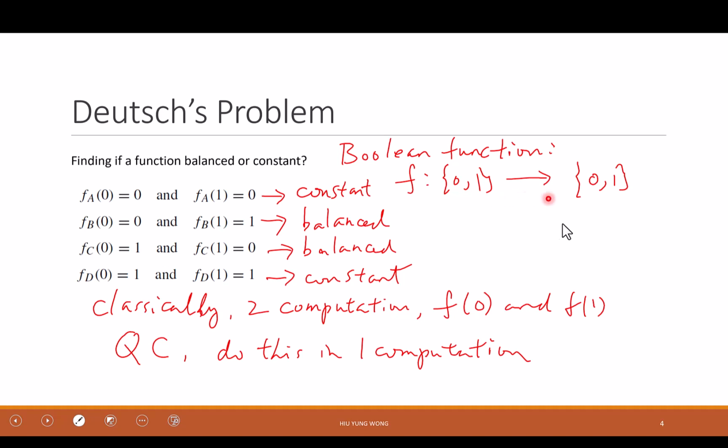What if I have 1 million bits? How many combinations do I need to calculate? 2 to the power 1 million. And I can do this in one computation to know whether it's balanced or non-balanced. I only need to know this.